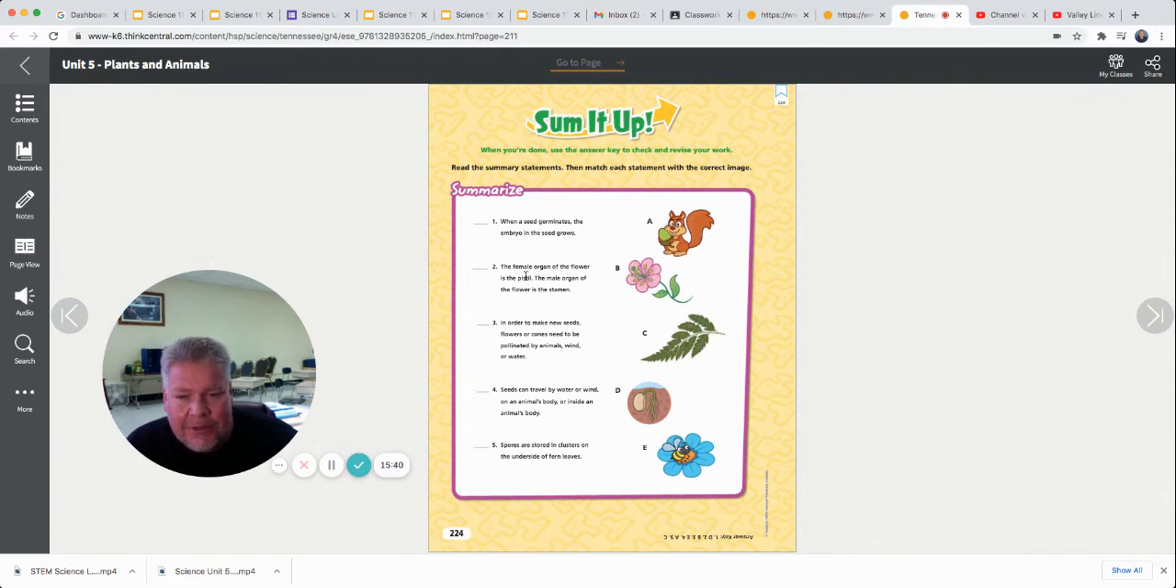Okay, number 2, the female organ of the flower is the pistil, and the male organ of the flower is the stamen. I think that probably matches that. The pistil is the longer part there, and the stamen are the little parts with pollen on them.